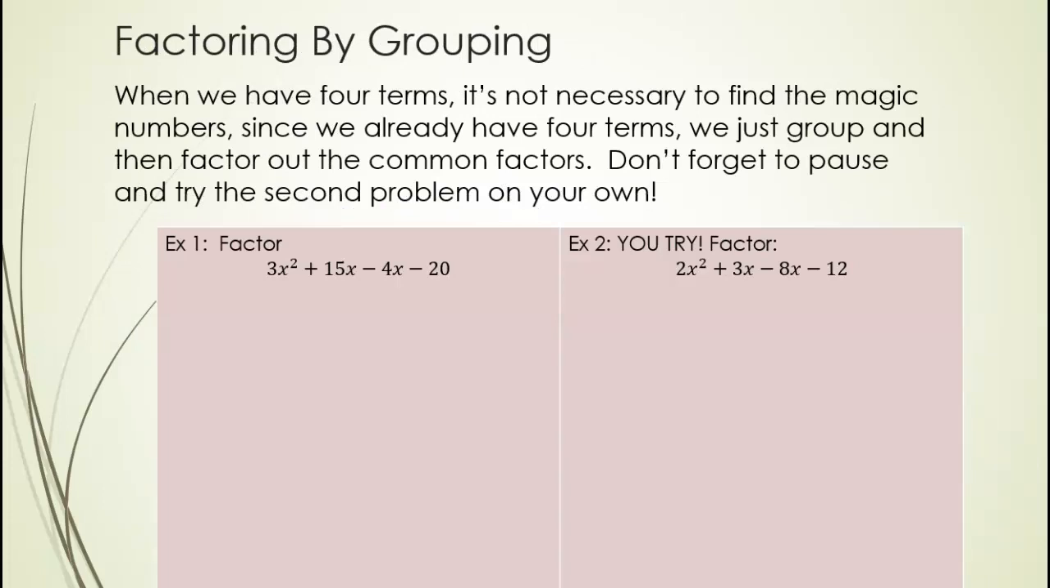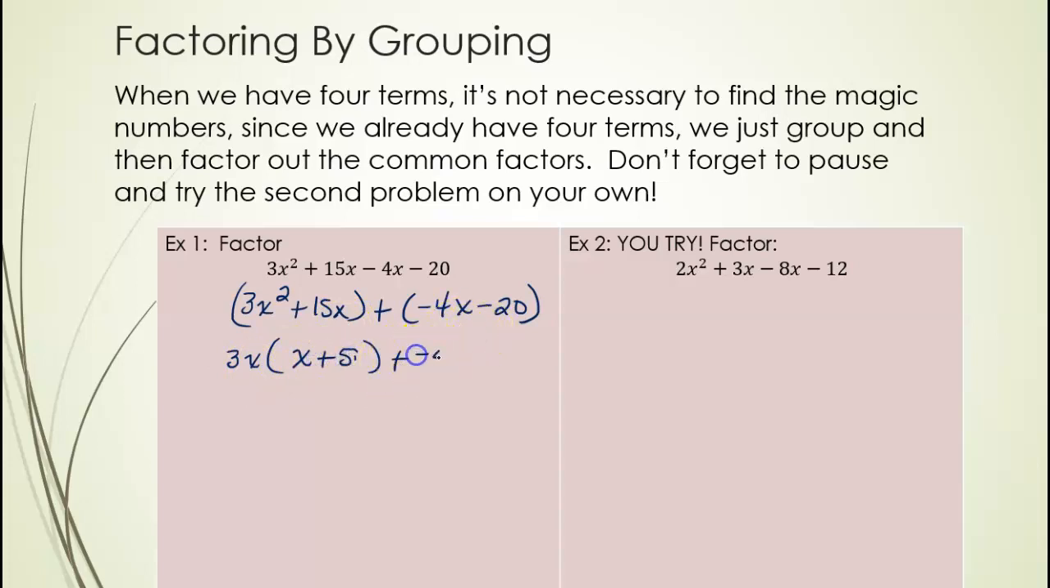All right, so let's try another one together without the rectangle. Remember, we want to rewrite this so that there's always a plus in the middle of the two groups, so that I don't make any negative errors. Now I'm going to factor out the common factor for each group. 3 and 15 are both divisible by 3. x squared and x are both divisible by x. 3x squared divided by 3x is x. 15x divided by 3x is 5.